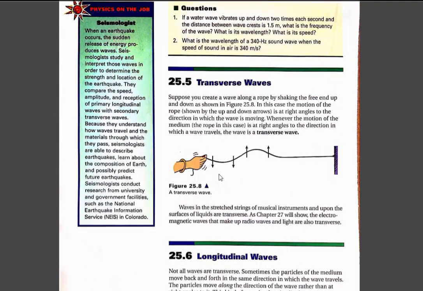Let's look at figure 25.8. The string wiggles up and down and the wave travels horizontally. They are at right angles, perpendicular to each other. That's a transverse wave.